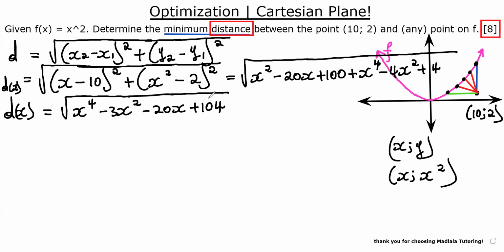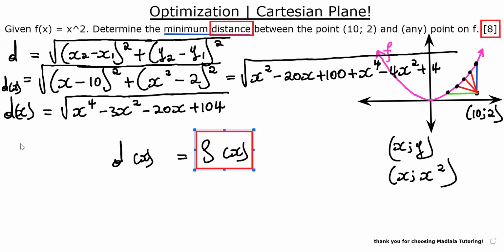Now the question is, where to from this point? Well, easy. We just need to differentiate from this point, right? And this is what I want you to know. Whether you differentiate the distance function or you differentiate the square of the distance function, you're still going to get the same answer, okay? Now the question is, which one is easier to work with? Is it the distance function or is it the square of the distance function? Well, the square of the distance function is much easier to differentiate.